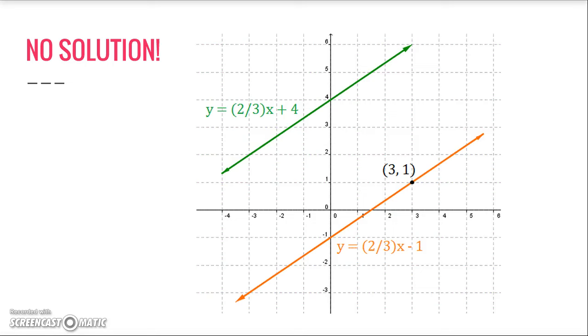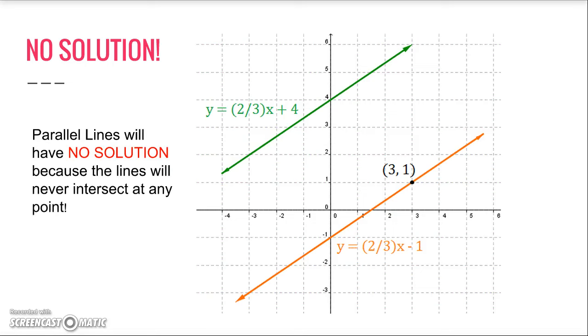So let's talk a little bit more about no solution. As you know, these are our parallel lines, 2/3 x plus 4 and 2/3 x minus 1. You know that they're parallel because their slope's the same. We talked about that last week. So parallel lines have no solution. Their lines are never going to intersect.